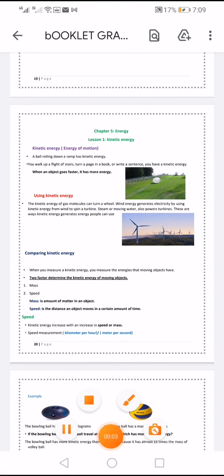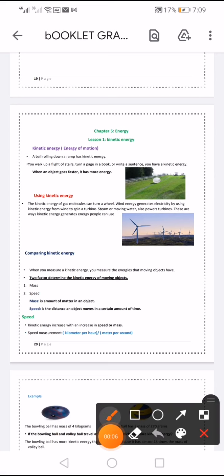Today we're going to take chapter 5, lesson 1, kinetic energy. Kinetic energy, energy of motion. So what's meant by kinetic energy? Kinetic energy is an energy of motion. For example, a ball rolling down a ramp has a kinetic energy.